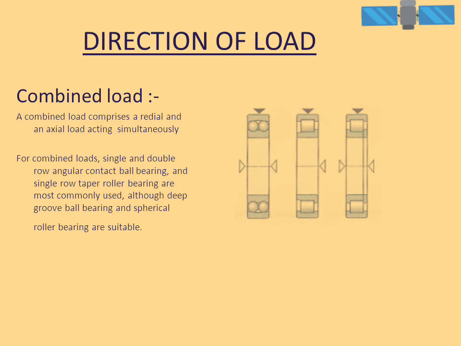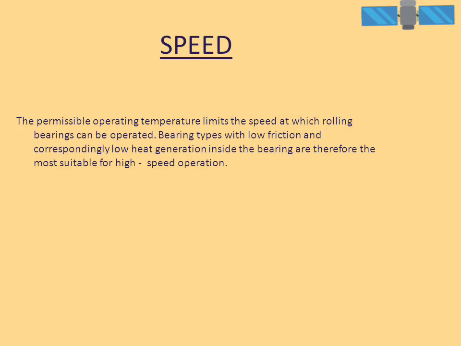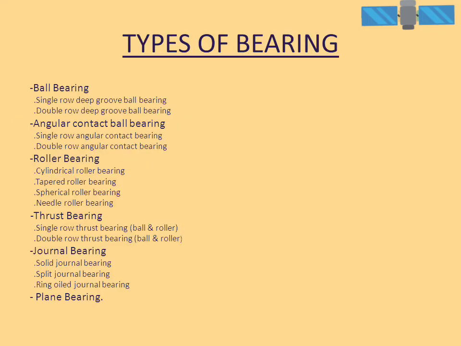Direction of load. Combined load. A combined load comprises a radial and an axial load acting simultaneously. For combined loads, single and double row angular contact ball bearings and single row taper roller bearings are most commonly used, although deep groove ball bearings and spherical roller bearings are suitable. Speed. The permissible operating temperature limits the speed at which rolling bearings can be operated. Bearing types with low friction and correspondingly low heat generation inside the bearing are therefore the most suitable for high-speed operation.